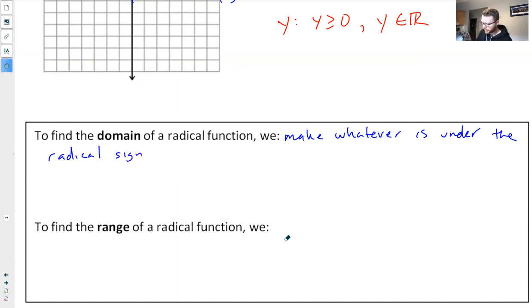That is important because if we try to take the square root of a negative number, it will give us an undefined answer. So to find the domain, we need to make whatever radicand greater than or equal to 0, and we'll find the conditions on a case-by-case basis. So we need to make the radicand greater than or equal to 0 and solve for x.